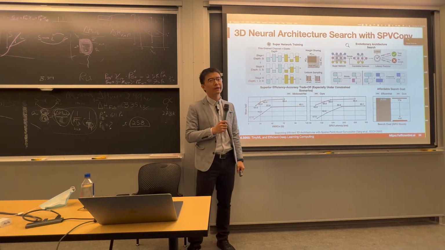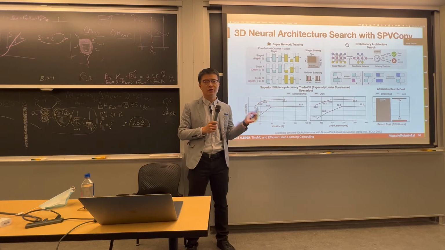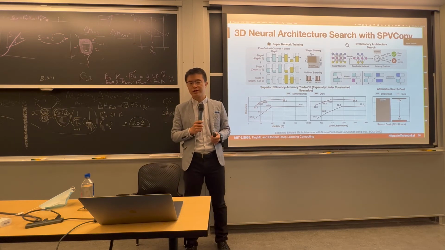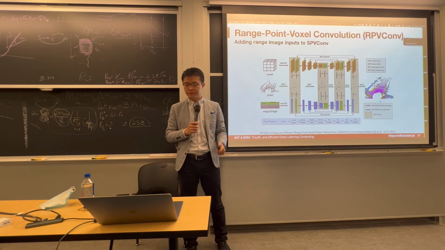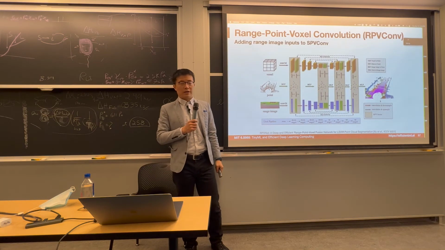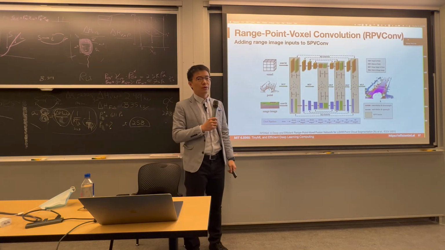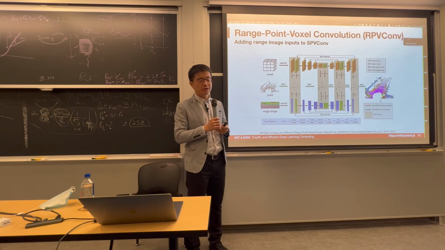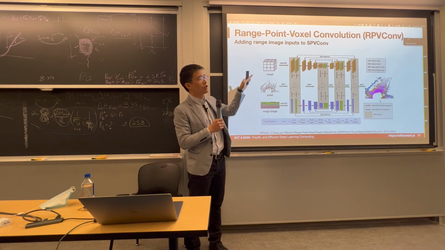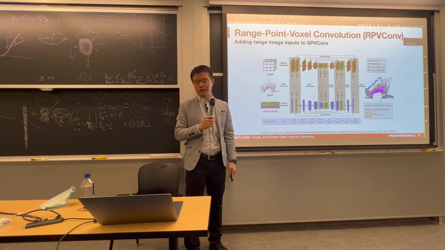Okay, so this is combining the efficient design space versus efficiently searching on the search space. Another follow-up work, using the hybrid method, is this range point voxel convolution, right?